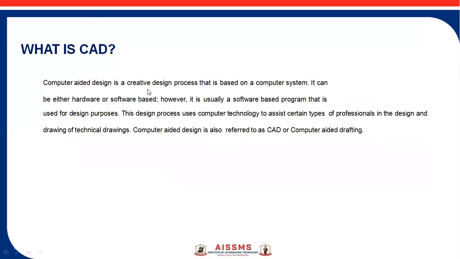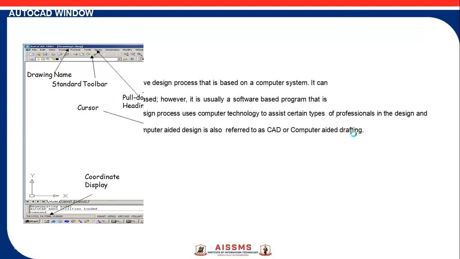Computer-aided design is a creative design process that is based on a computer system. It can be either hardware or software based. However, it is usually a software-based program that is used for designing purposes. This design process uses computer technology to assist certain types of professionals in the design and drawing of technical drawings. Computer-aided design is also referred to as CAD or computer-aided drafting.